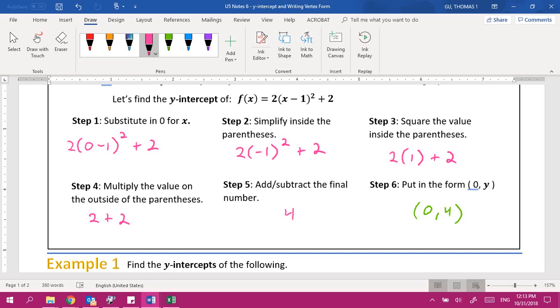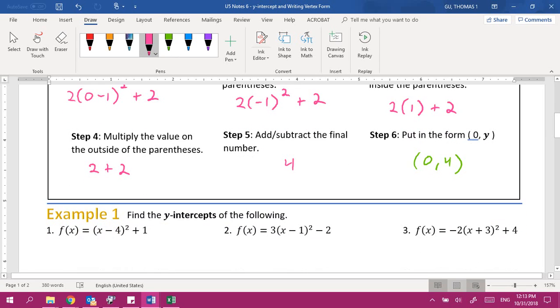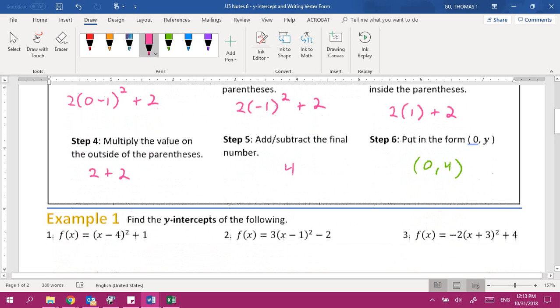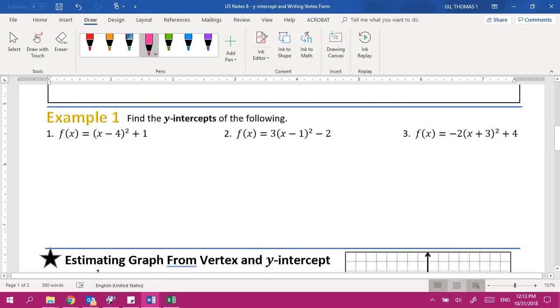So let's do an example together then. With all of them, you substitute 0? Yeah, anytime you're looking for the y-intercept, you just substitute in 0 for x. So on example number 1, let's do this one together real quick. So what's the first thing I'm going to do? Parentheses 0, we replace the x with a 0. Minus 4. Squared. Plus 1. What's the next step?